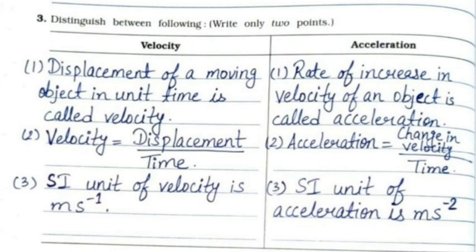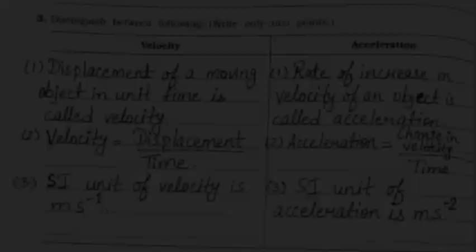Third one is distinguish between the following, that is velocity and acceleration. Displacement of a moving object in unit time is called velocity. Rate of increase in velocity of an object is called acceleration. Velocity is equal to displacement upon time, and acceleration is equal to change in velocity upon time. SI unit of velocity is meter per second raised to 1, and SI unit of acceleration is meter per second square.